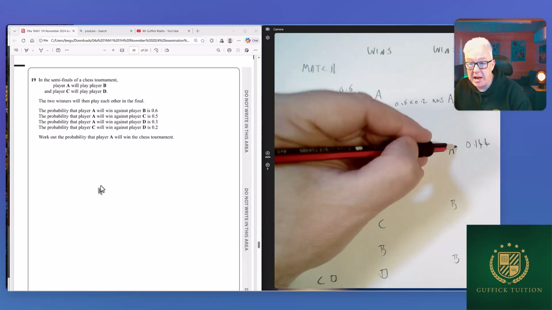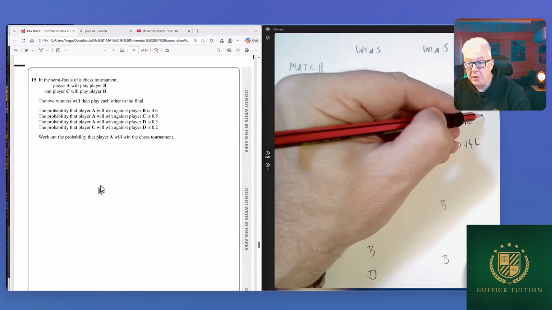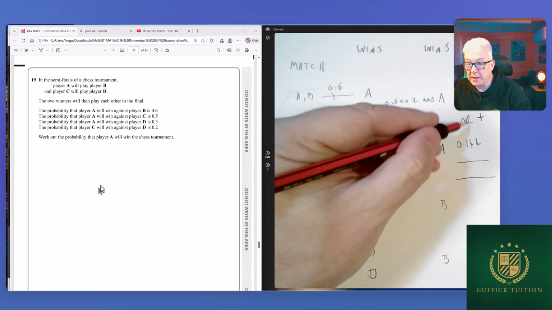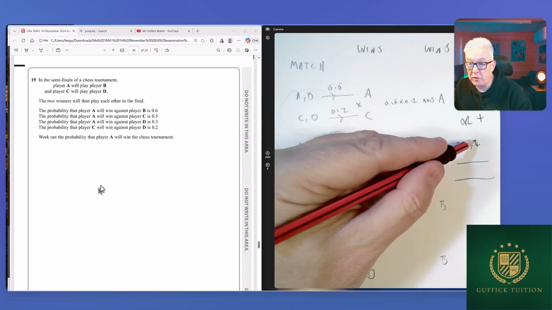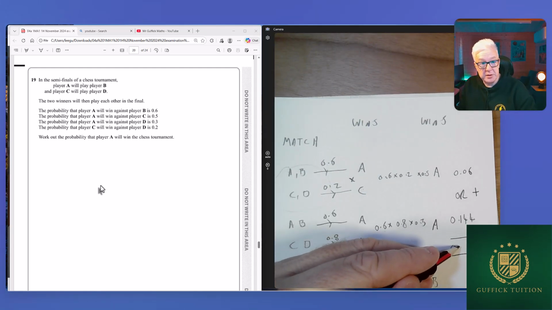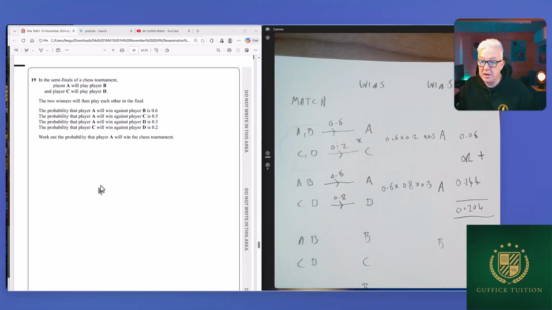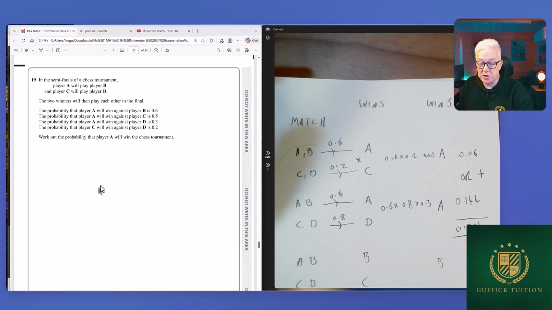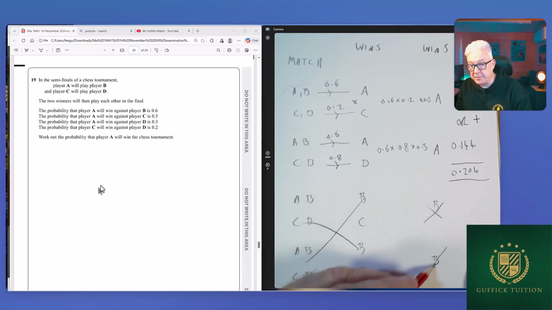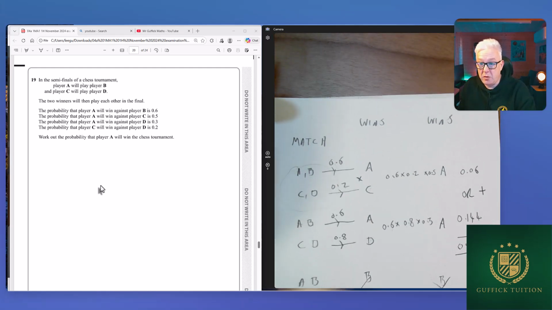Now, the way that A can win is either this way or this way. And when you hear the word or in probability, you add them together. So therefore, the probability that A wins is 0.144 plus 0.06. And when we add those together, that comes to 0.204. Okay, so that's how that question works. We don't need to worry about any of these other outcomes, because basically A doesn't win in any of these other combinations. So that's how we would work that one out.